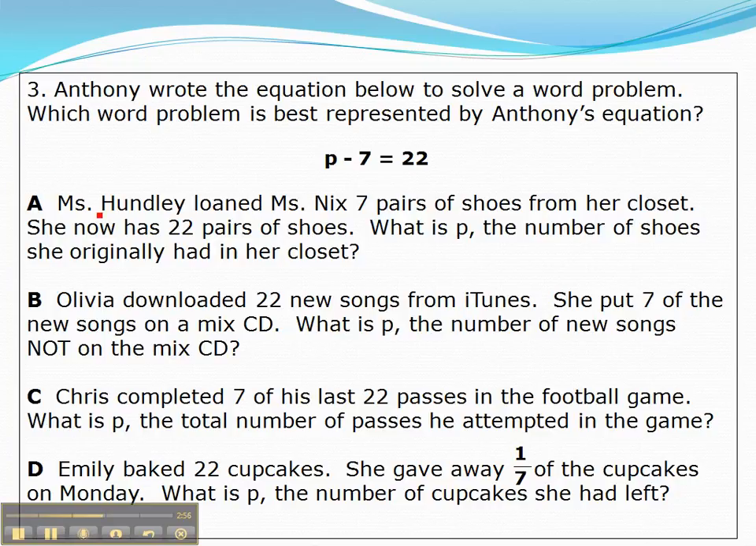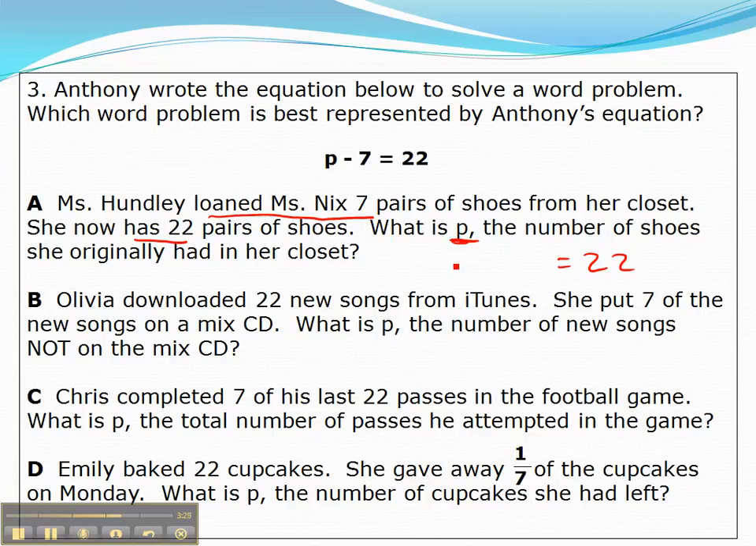This first answer choice A says Miss Hundley loaned Miss Nix 7 pairs of shoes from her closet. She now has 22 pairs of shoes. What is P, the number of shoes she originally had in her closet? Okay, when it says she now has 22 pairs, has 22 pairs is like equals 22. The number of pairs she has equals 22. It says she loaned Miss Nix 7 pairs, so that loaning 7 pairs is like giving away 7 pairs or subtracting 7 pairs from what she originally had, which is P.